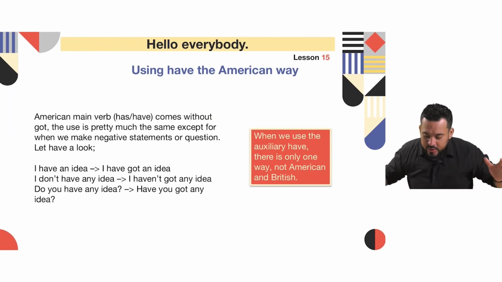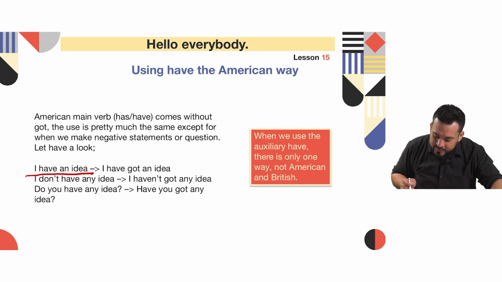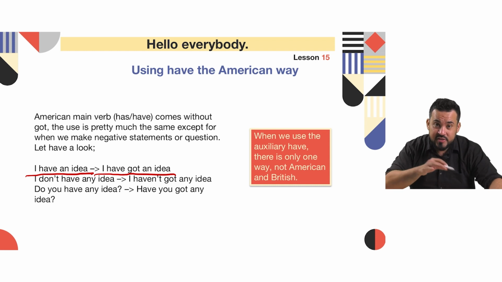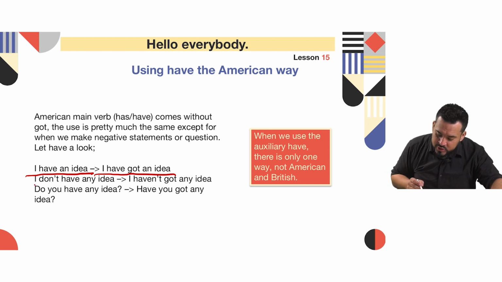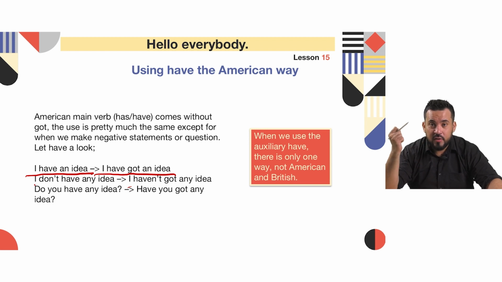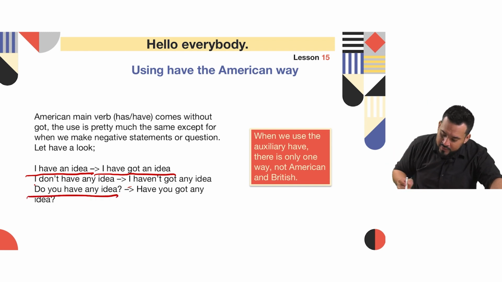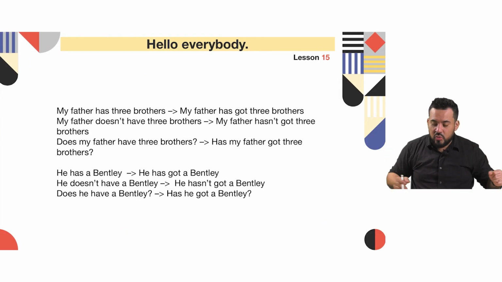Okay, now let's take a look at the American way of using the main verb have or has. So the American way is, I don't have an idea, or I have got an idea. I have an idea, or I have got an idea, that is in the positive statement. So I have an idea, or I've got an idea. It's the same thing. The negative is a little bit different. In the negative, we will say, I don't have an idea, or I haven't got an idea. As we covered a little while ago, the negative form is different because we will use do. I don't have an idea, okay? Or the question form will be also different because I'll say, do you have an idea? While with have got, I will say, have you got an idea? So, do you have any idea? Have you got any idea? Other than that, it's all the same.